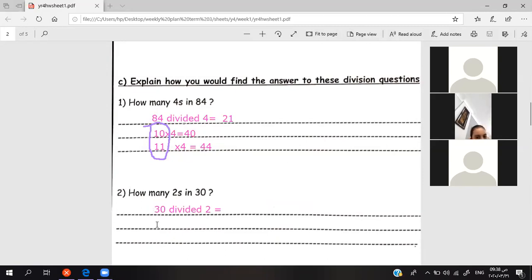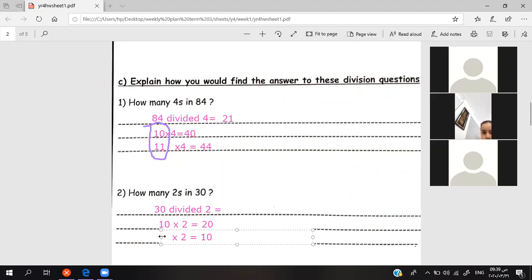Okay, 30 divided by 2. So I will start with 10 because it's easy. 10 times 2 is gonna give me a 20. I don't want a 20. I want it to be a 30. What times 2 equals 10? Because the 20 and the 10 gives me a 30.